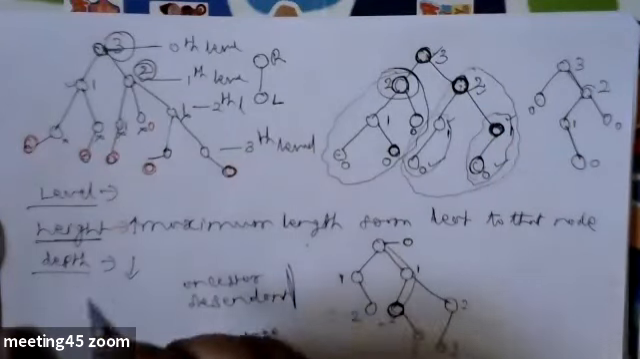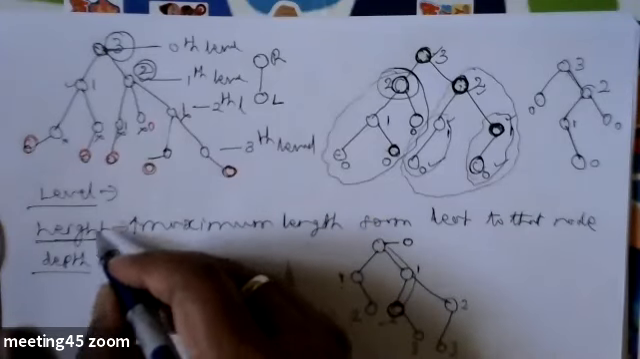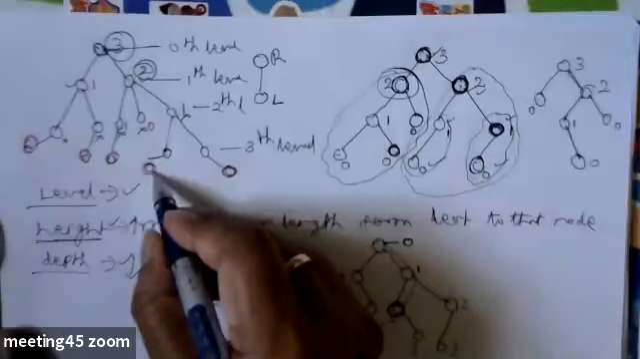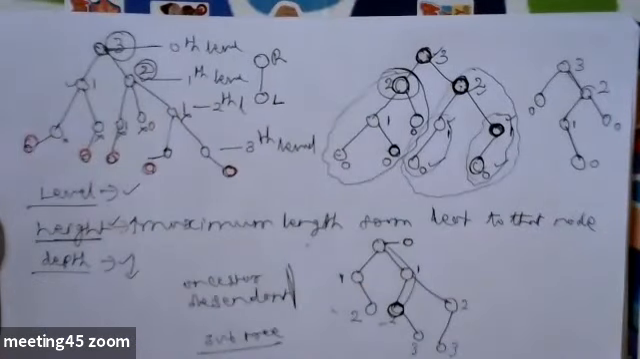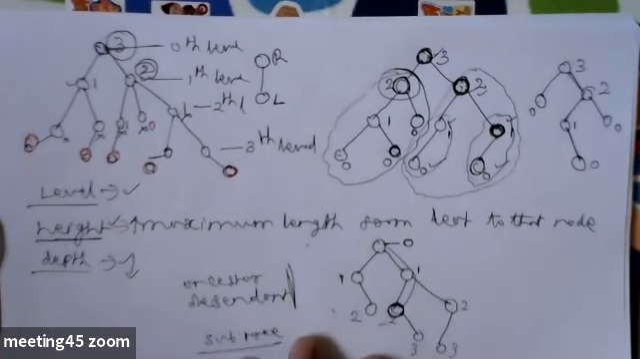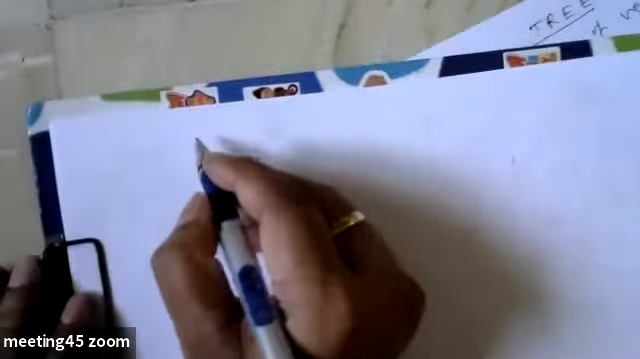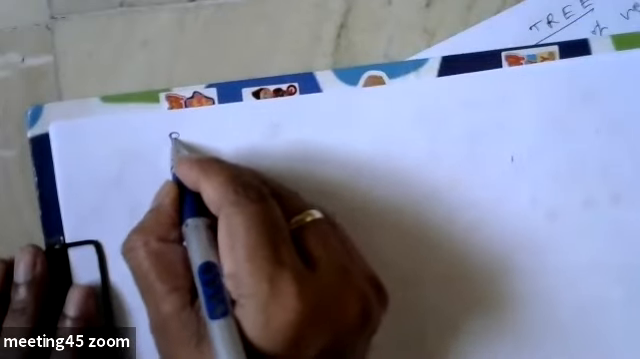The most important ones are depth, height, and level, and who is the leaf node, who is the internal node, and who is the root node. With these 5 things, we will go on to study the different kinds of trees. The most important tree for this course is called the binary tree. Please concentrate now.